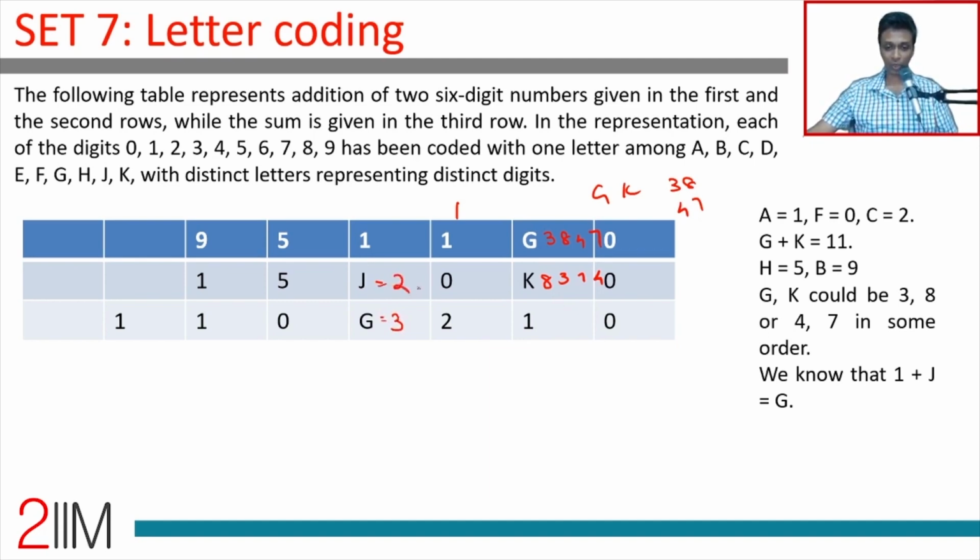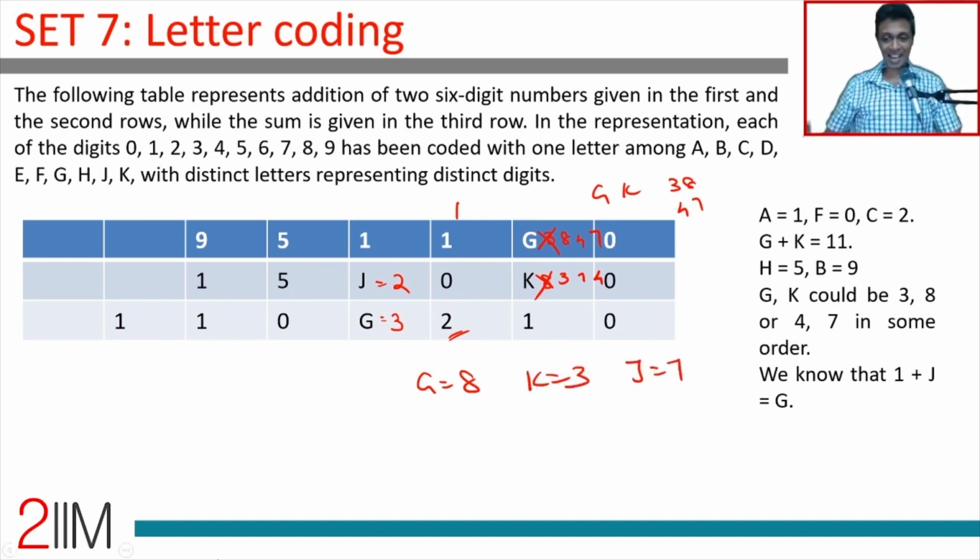Hang on, wait a second. J cannot be 2 because C is already 2. So this possibility is ruled out. If G were 8, suppose we say G is 8, then we can say K is 3, and we can say J is 7. Nothing is wrong here. 8, 3, 7 works.